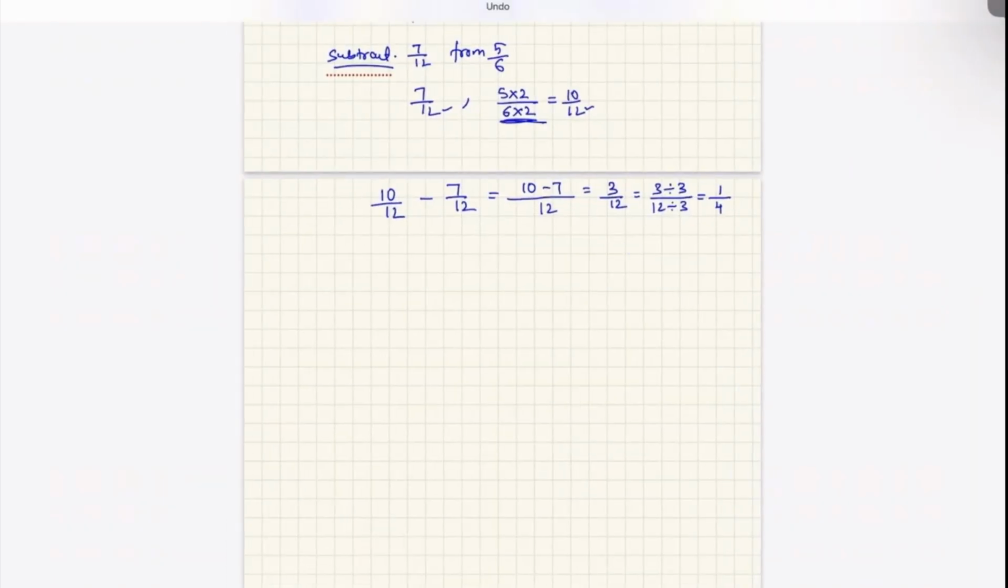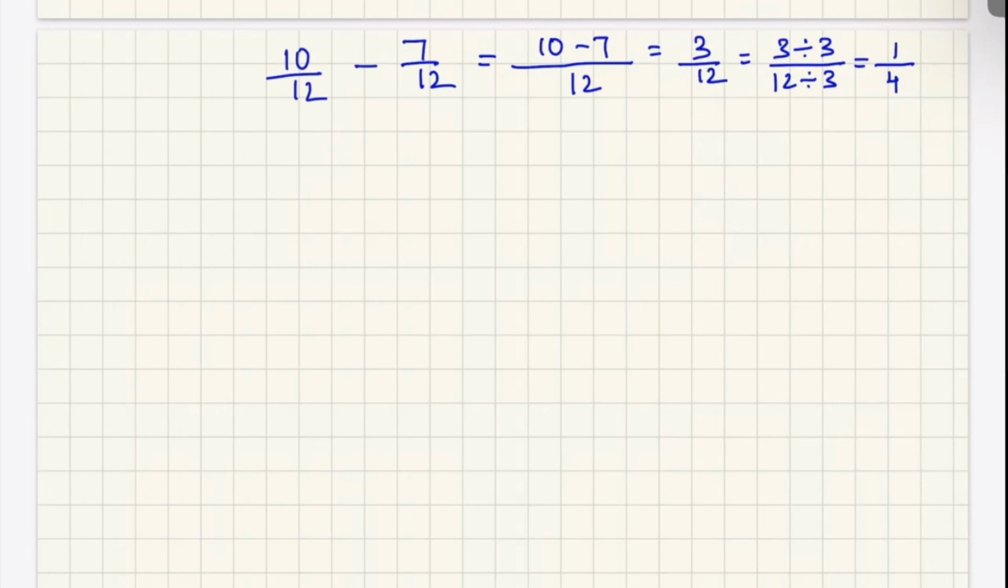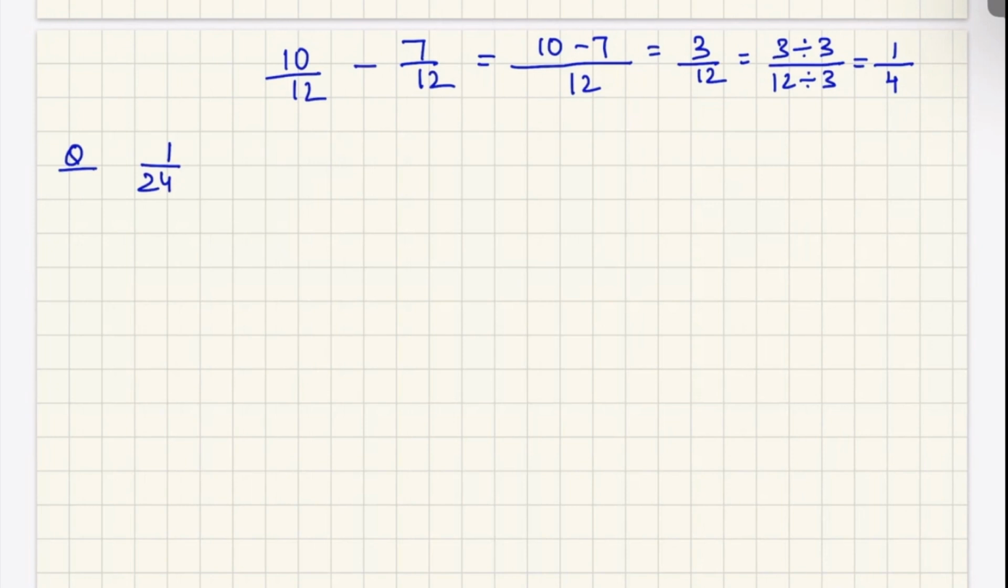And the question is: subtract 1 by 24 from 2 by 3. Let's solve it quickly. Solve this and give me the answer. I'm going to give you 30 seconds for this, and then I'll let you know. We will hold for 30 seconds only. After that, I'll explain further, and I'll tell you one more important thing.